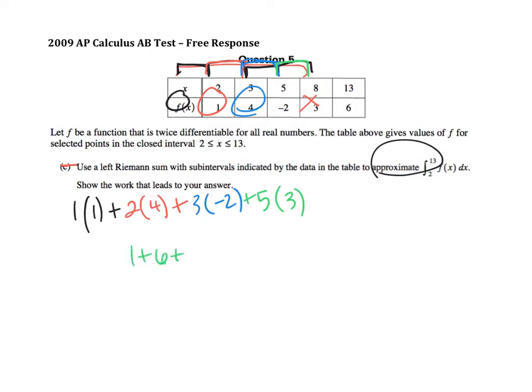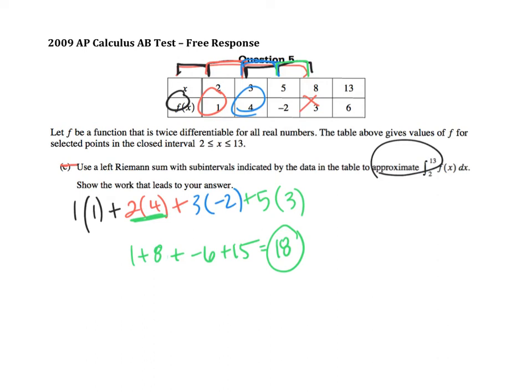For a total of 1 plus 6 minus 6 plus 15, total of, why is my answer key saying something different? Because 2 times 4 isn't 6. Imagine that. 2 times 4 is a beautiful 8. Okay, so we got 9 minus 6 is 3 plus 15 gets me 18. We have no units. We're good.